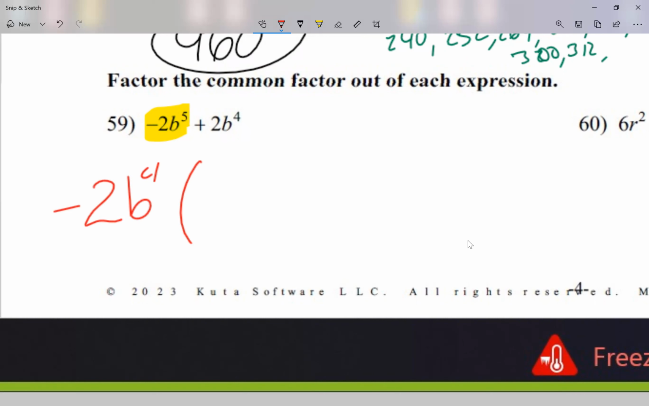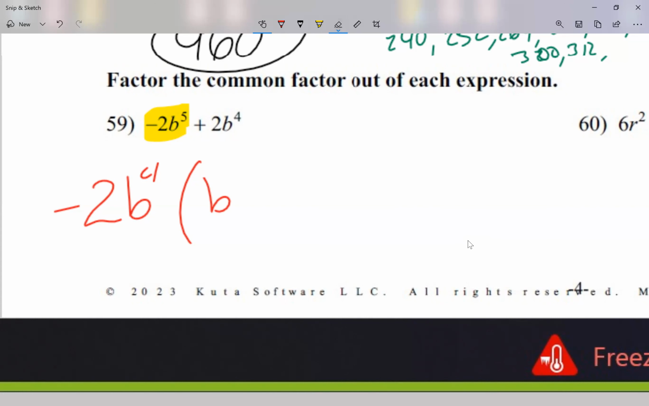I want my parentheses to start with positive. So what I'm going to do, each of my numbers, I'm going to divide by -2. Each of my letters, I'm going to subtract 4 from the exponent. So I'm going to have -2 divided by -2 is 1. And then letter-wise, I'm going to get b to the 1. Now, I don't write the 1 in front of the b. I will write the 1 if there's no letter, okay?